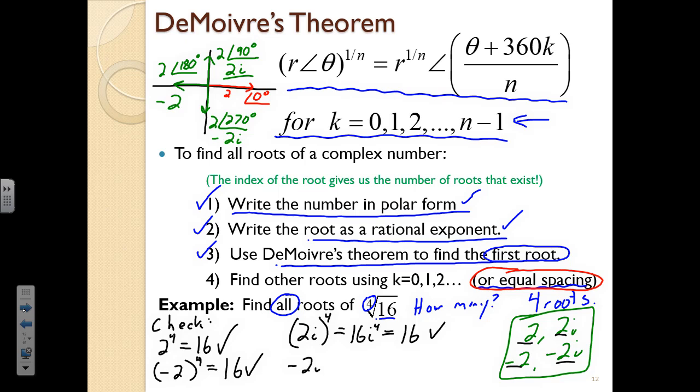And -2i. So -2i raised to the 4th power. 2 to the 4th is 16, i to the 4th is 1, and so that also gives us 16. Yes, all 4 of those roots work. We found all 4 roots of 16.